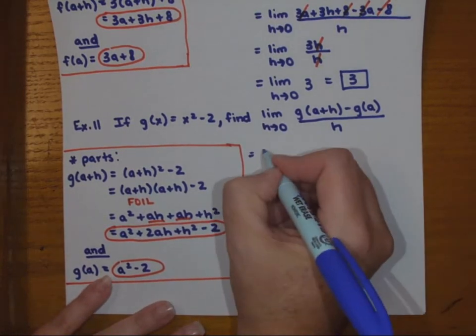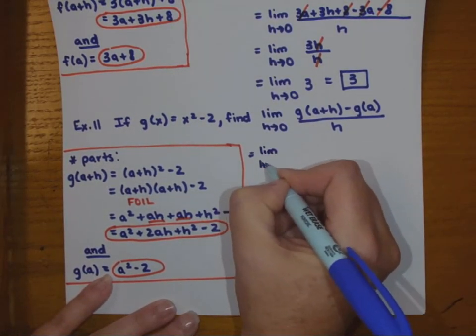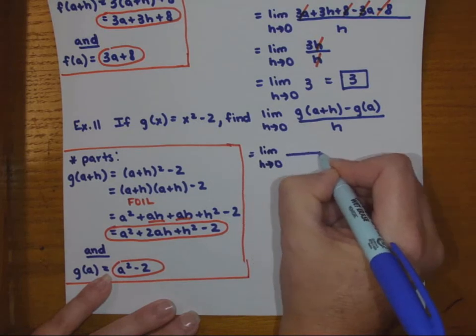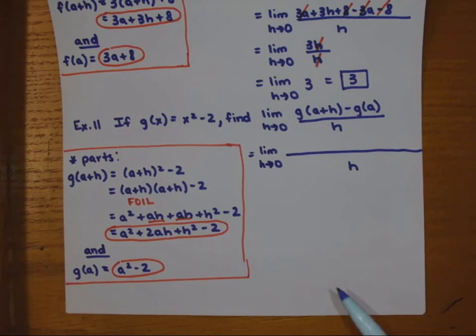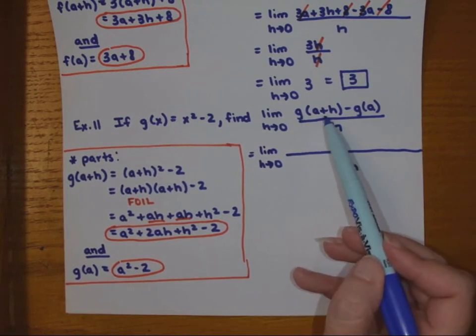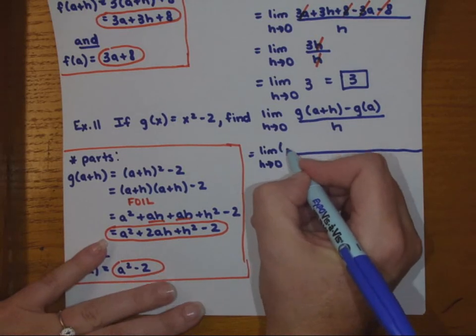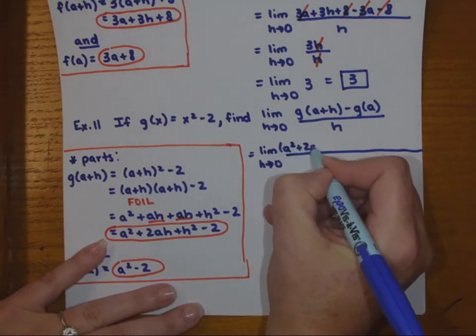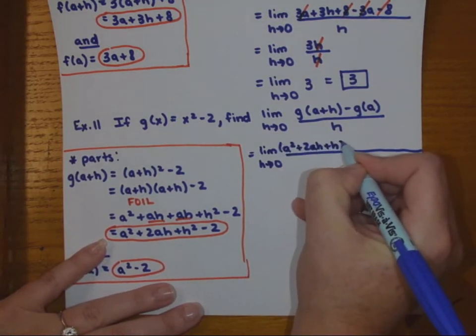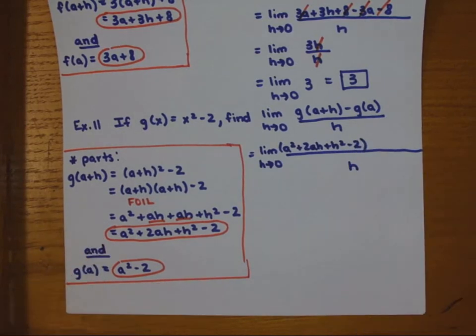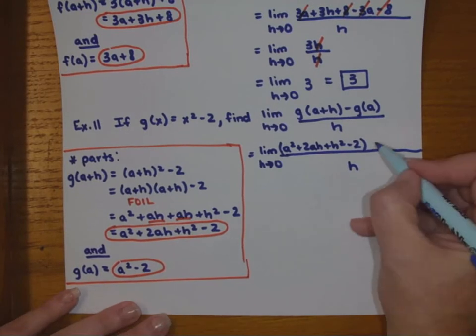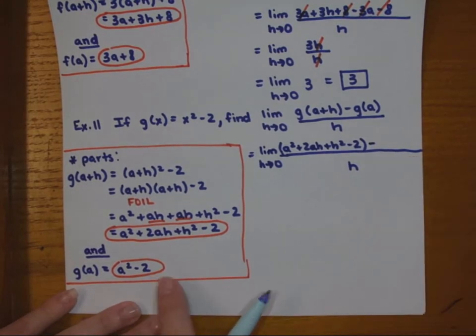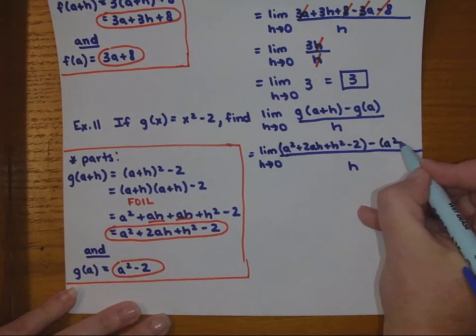So now let's talk about what I have and put it all together. The limit as h approaches 0, and I'm going to have a bunch of stuff over h. I know that for sure. Okay, so let's start a piece at a time. What did I get for the g of a plus h part? Well, I got a squared plus 2ah plus h squared minus 2. Okay, that is my g of a plus h part. And now I need to subtract off what I got for g of a, which was a squared minus 2.